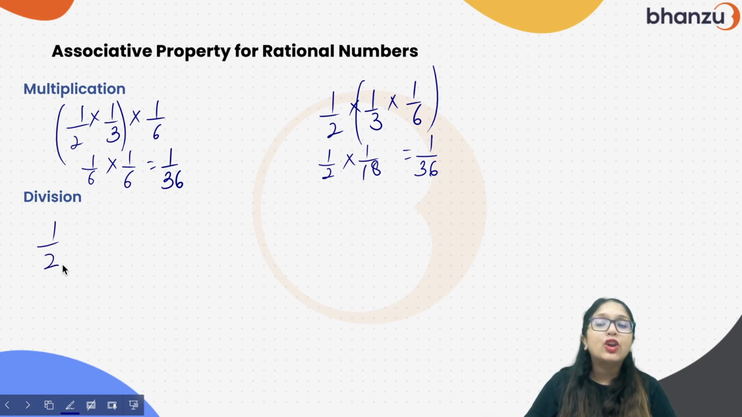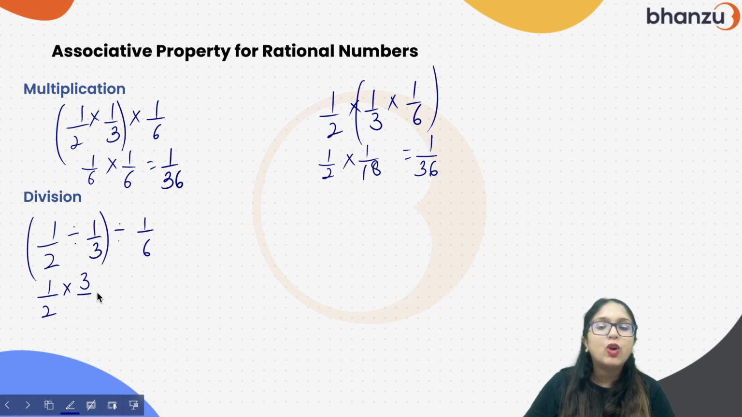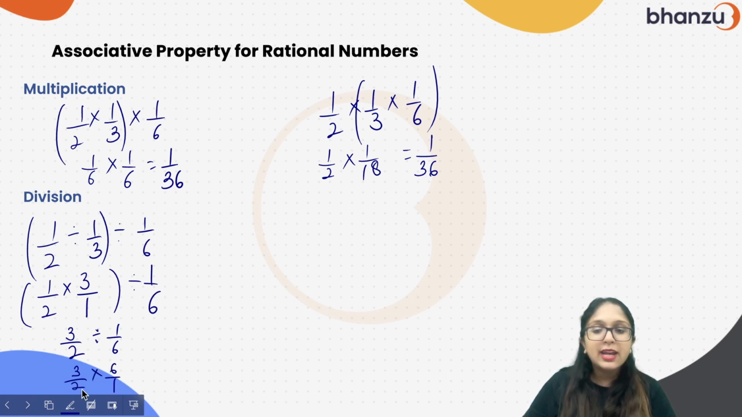Let's quickly check it. 1 over 2 divided by 1 over 3 divided by 1 over 6. Let's quickly check with this order first of all. 1 over 2 multiplied by 3 over 1. Okay, let's quickly solve the bracket. What will it be? It is going to be 3 over 2. Then divided by 1 over 6, and then 3 over 2 multiplied by 6 over 1. 2 times 1 is 2. 2 times 3 is 6. So this is going to be 9 over 1.